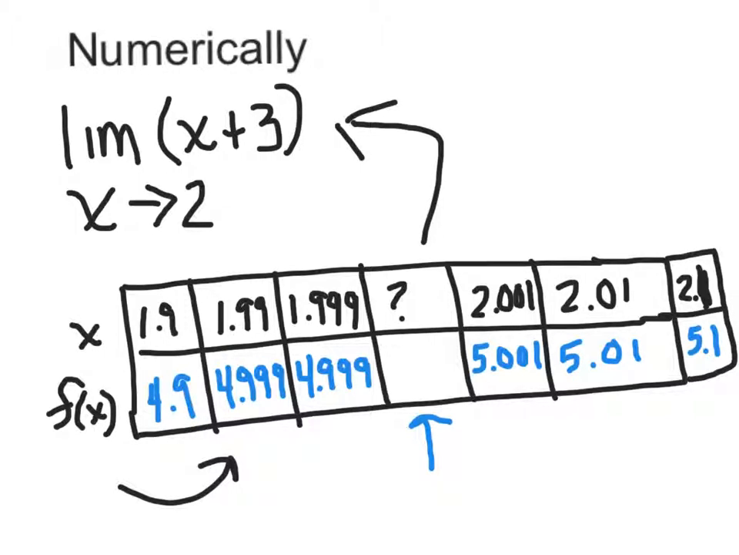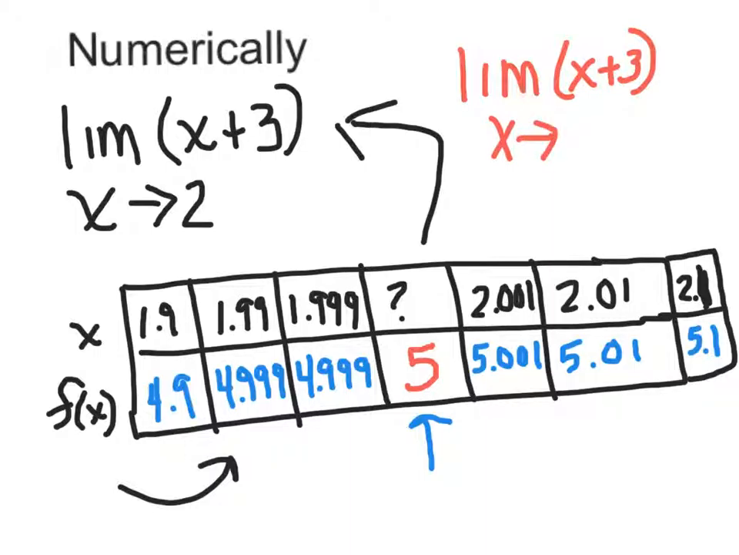So as I calculated the answers, you can see that as x approaches 2 from both sides, f of x is getting close to 5. So the limit of x plus 3 as x approaches 2 is 5.